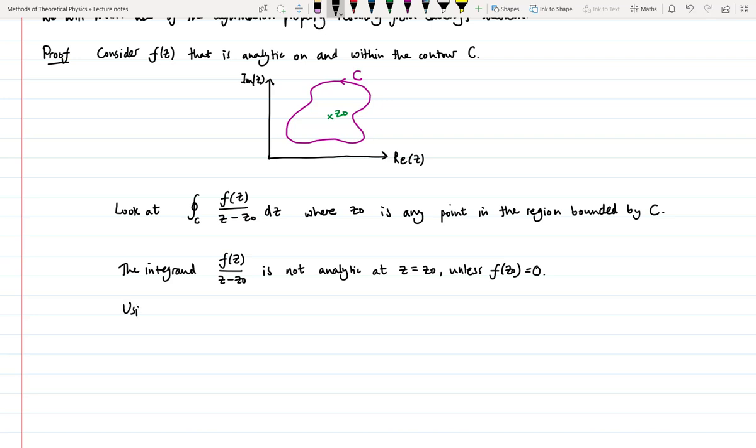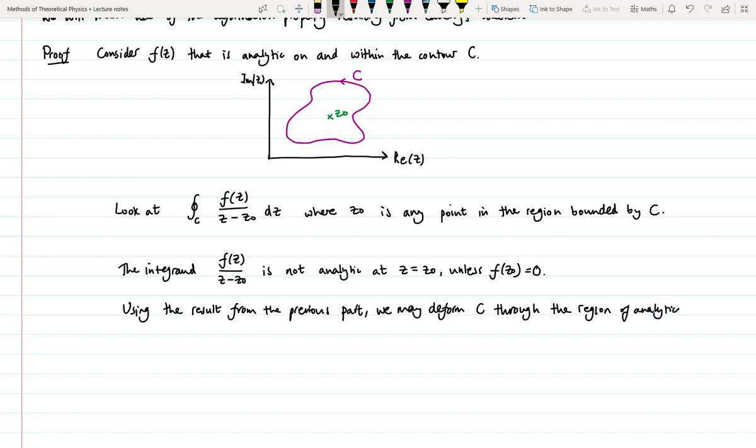I'll write this down. Using the result from the previous part, we may deform the contour we've given ourselves above, C, through the region of analyticity of the integrand to another contour. Which contour should we use?